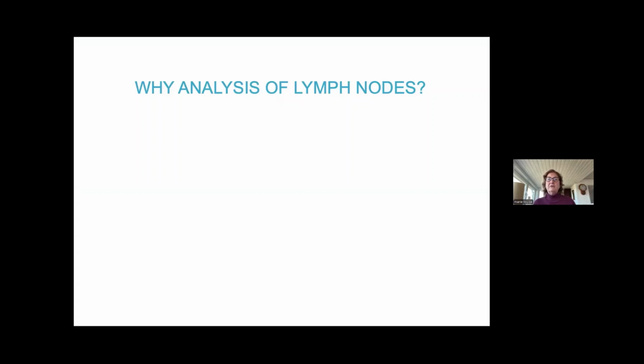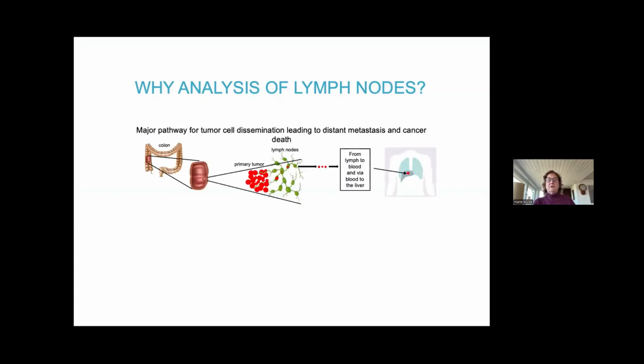So why is analysis of lymph nodes important? It's because the major pathway for tumor cell dissemination leading to distant metastasis and cancer death is from lymph nodes leaving from the intestine to the draining lymph nodes, and from there to distant sites in the body, for the distant metastasis, like the liver and the lungs.